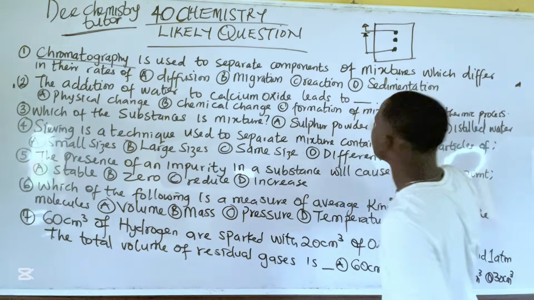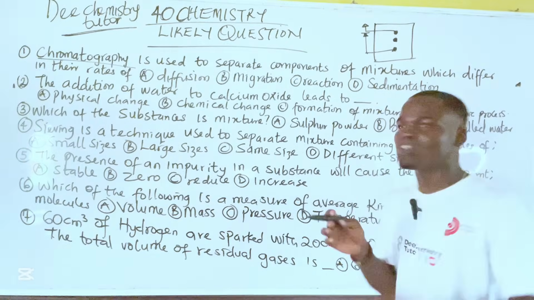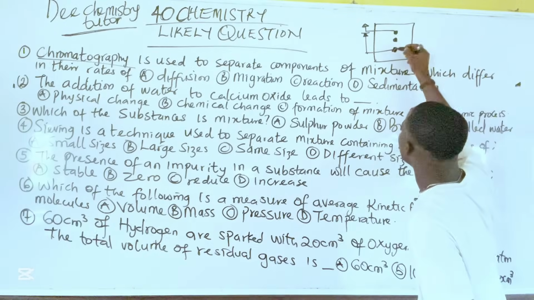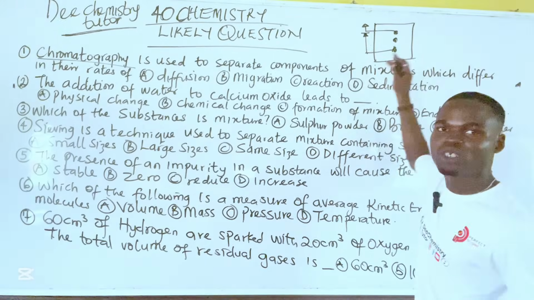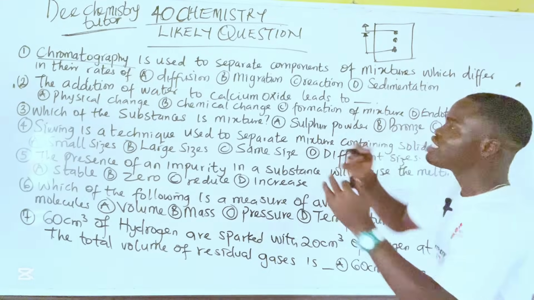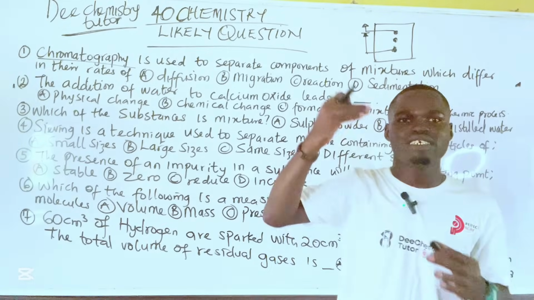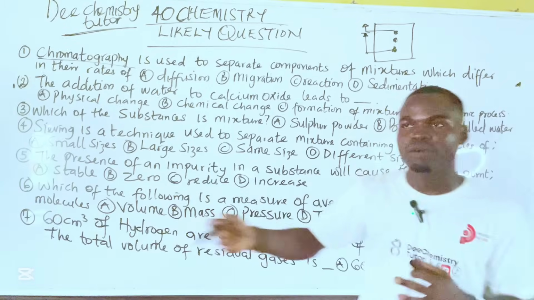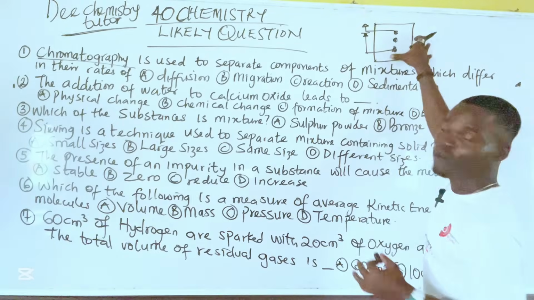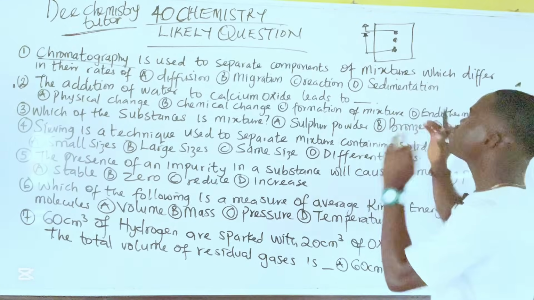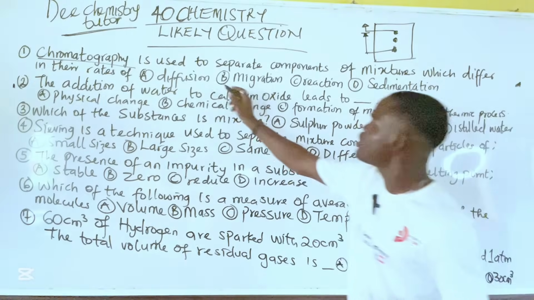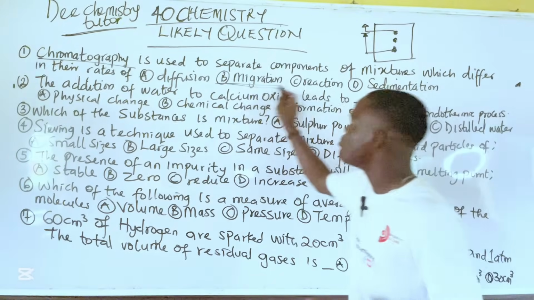Okay, so now this is based on the rate of migration. It is based on the rate of migration, so it is mixtures of different rates of migration, just like you can see in this chromatograph. Please take note of that. So the answer to this question is: differ in their rate of migration.